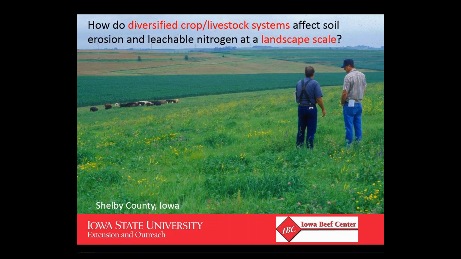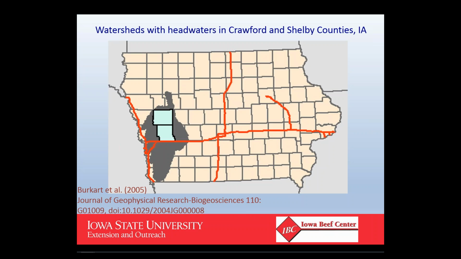Now, I want to refer back to a study that was done by what at that time was the National Soil Health Laboratory, and also Dr. Matt Liebman in the Agronomy Department of Iowa State. This is all the way back from 2005. They looked at some watersheds on how more diversified crop livestock systems could affect soil erosion and leachable nitrogen at a landscape scale. They were looking at two areas in western Iowa, approaching the Loess Hills, and trying to look at what things we could do to change it. It's old, so if anything, these land uses we're talking about now are probably even more dramatic.